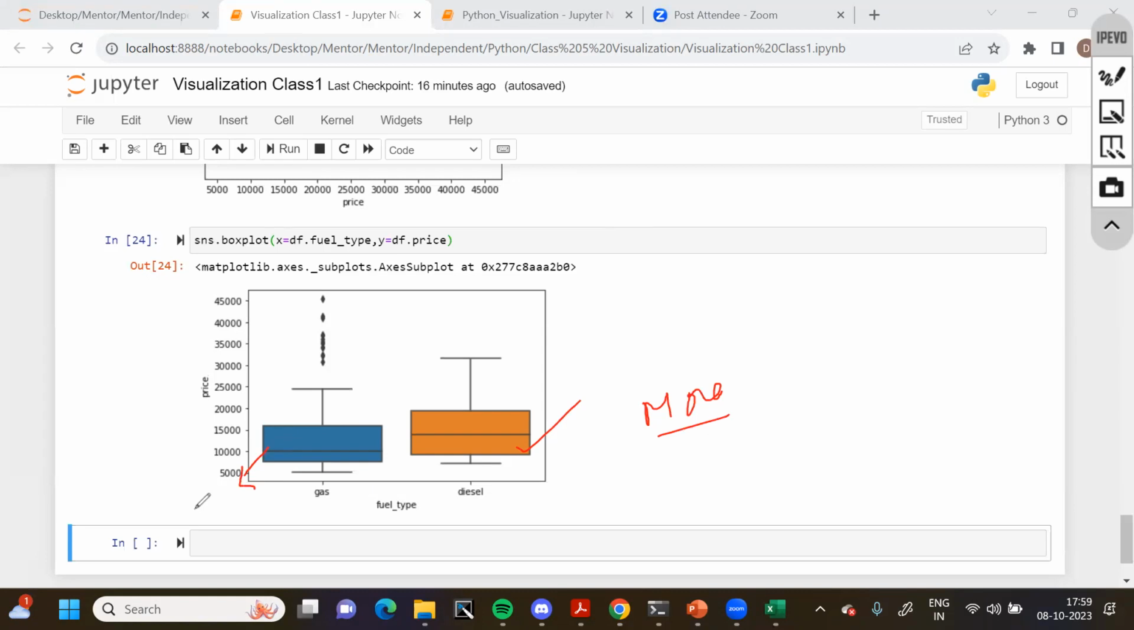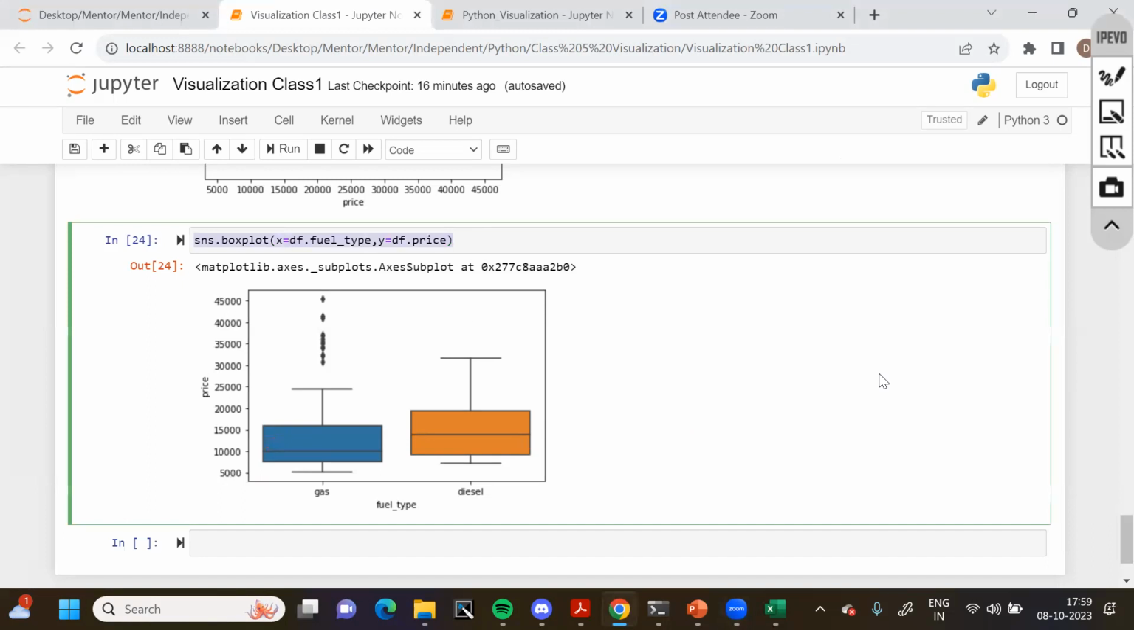The average price of the petrol vehicles is less. This is what we also know, right? That diesel vehicles are slightly expensive. Because this is what the median is. If you see that the median is this, and this is the median for this. Around 10,000 for your gas, and around 12 to 13,000 for the diesel. Now this is one perspective of seeing it.